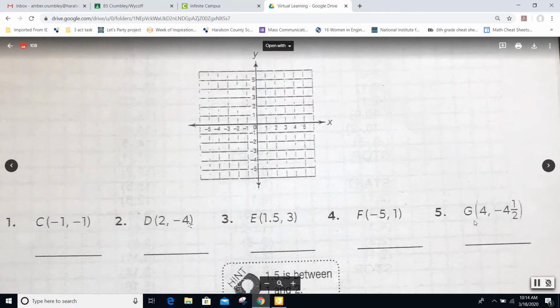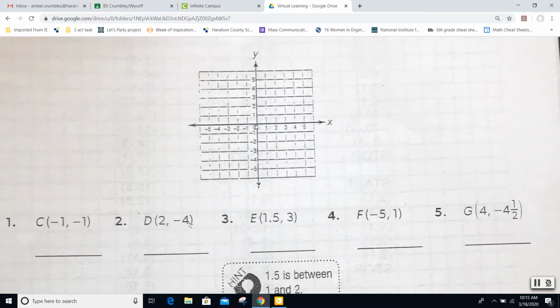All right, number 5. Number 5 would be point G, because I don't want you to get confused by that. Okay, because it's 4, negative 4.5. Well, first off, let's not even pay attention to the fraction because I know it freaks y'all out just a little bit. But let's talk about what quadrant this would be in. I've got a positive x and a negative y. So that's going to be in quadrant 4.